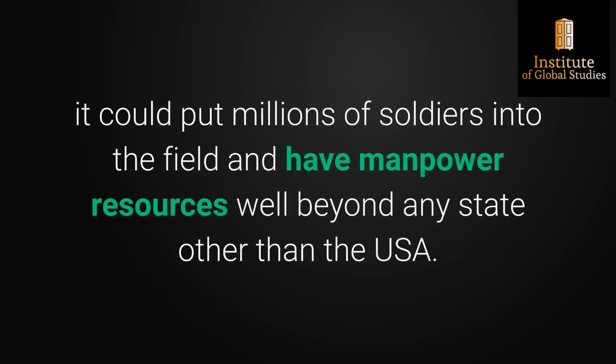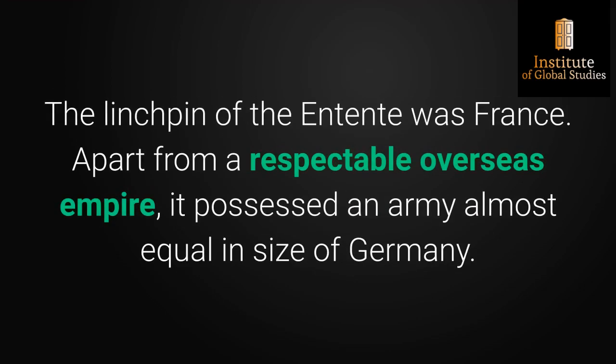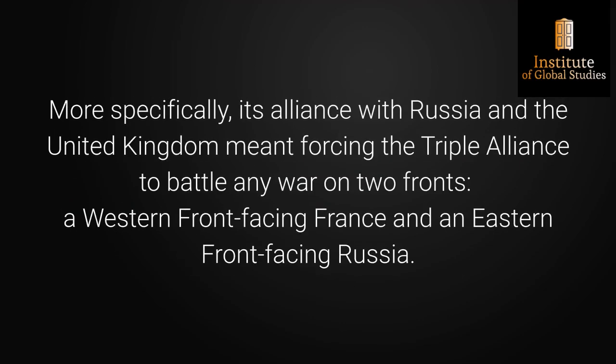It could put millions of soldiers into the field and have manpower resources well beyond any state other than the USA. The linchpin of the Entente was France. Apart from a respectable overseas empire, it possessed an army almost equal in size to Germany's. More specifically, its alliance with Russia and the United Kingdom meant forcing the Triple Alliance to battle any war on two fronts, a western front facing France and an eastern front facing Russia.